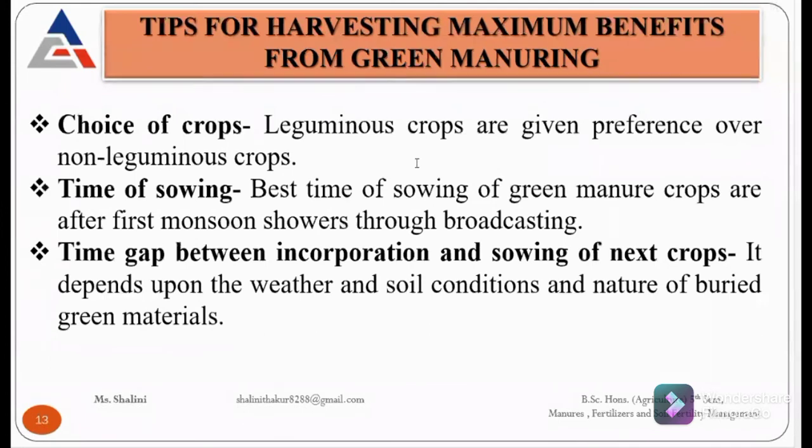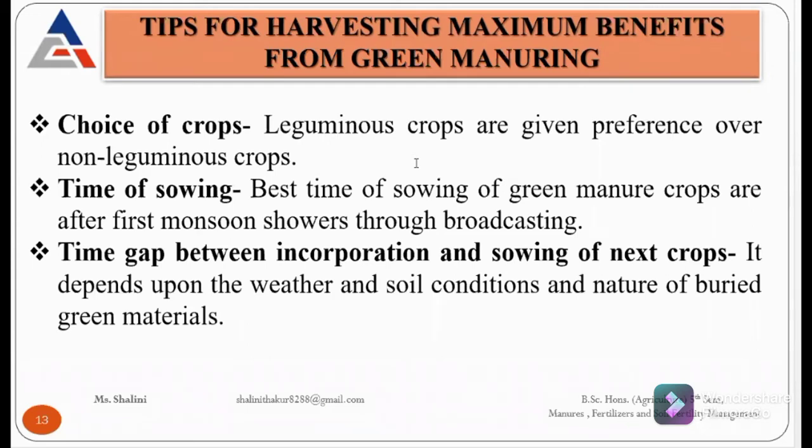Then tips for harvesting maximum benefit from green manuring. There are 3 points. First point is choice of crop. Mostly the preference should be given to leguminous crops. If available, you should only grow leguminous crops as green manuring crops. Then the time of sowing. The best time for sowing these green manure crops is the first monsoon showers. And the method of sowing should be broadcasting. We don't use a seed drill for that.